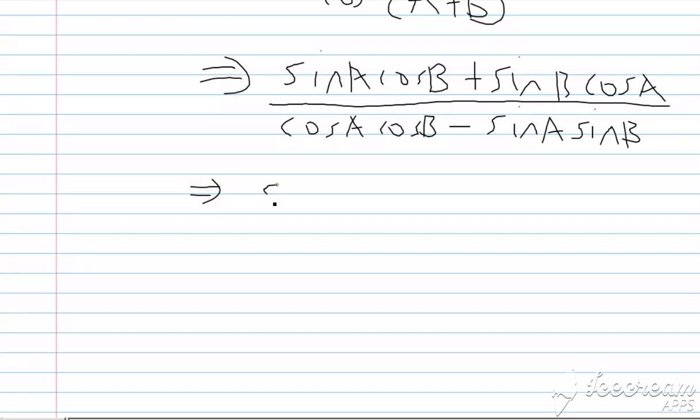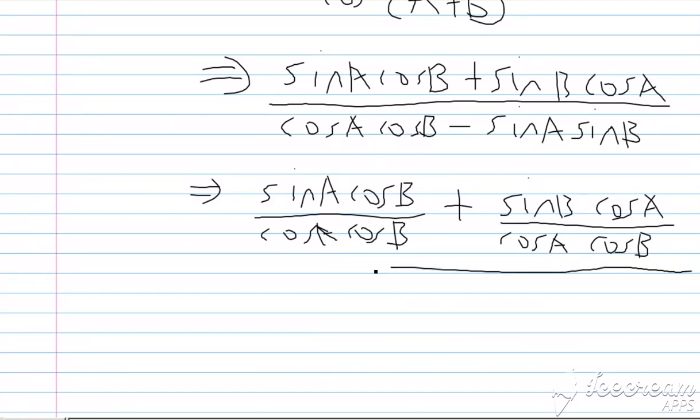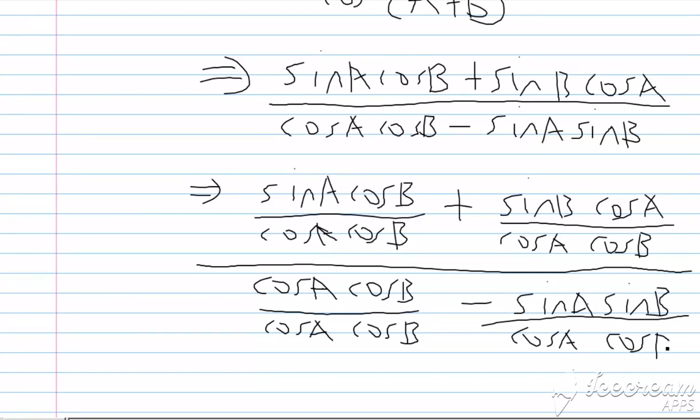So it becomes sine A cos B over cos A cos B plus sine of B cos of A over cosine A cosine B. Now my main fraction bar would be this long bar here, and I'm going to have cos A cos B over cos A cos B minus sine A sine B over cos A cos B.